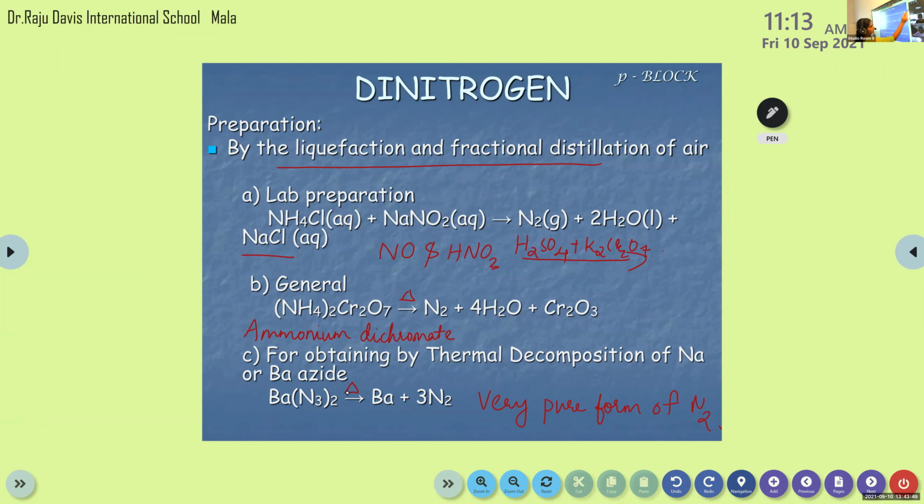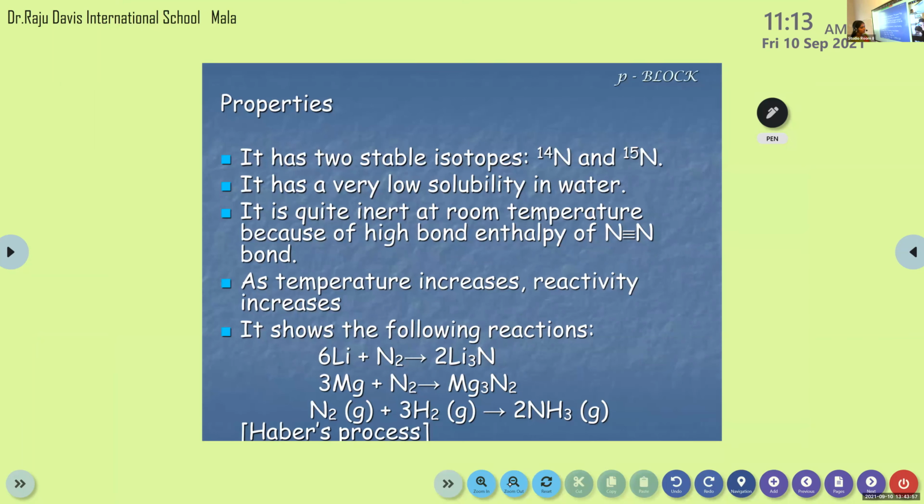Properties of dinitrogen. You know that dinitrogen is a colorless, odorless, tasteless, and non-toxic gas, right? Colorless, it has no color, odorless, no smell, tasteless, non-toxic gas, and it has two stable isotopes.